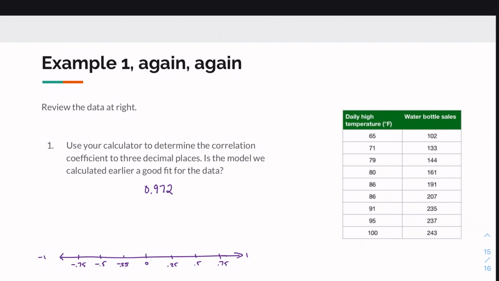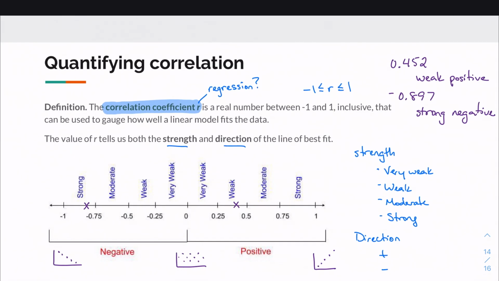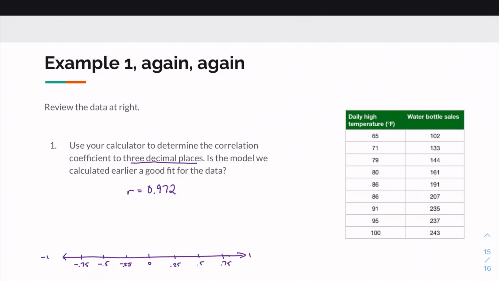And paying attention to my rounding, 3 decimal places gives me a correlation coefficient of 0.972. I want to interpret what this means. So I want to give my strength and my direction. Strength is going to tell me which of those 4 categories it belongs in. And 0.972, that's pretty darn close to positive 1, right? So it's super close to 1, and that's going to tell me that it's strong correlation. And it's also a positive number, so this is going to be strong positive correlation.